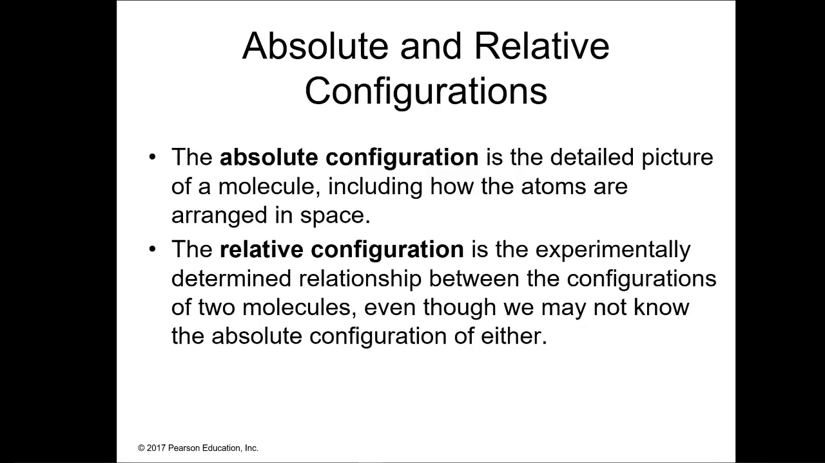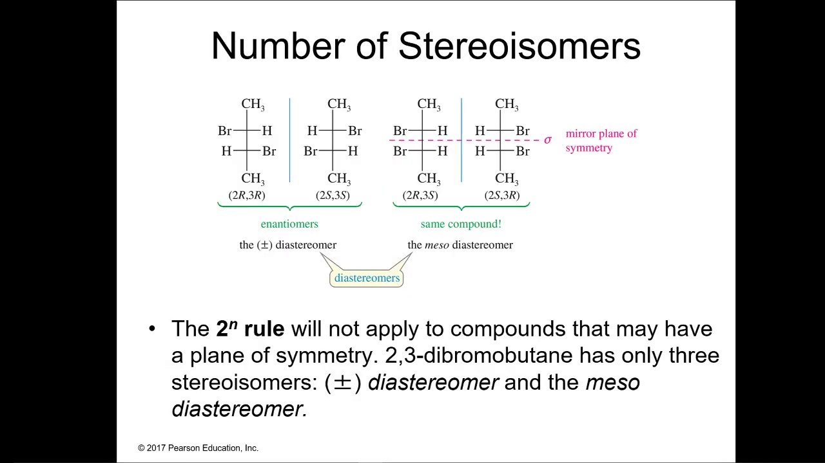The absolute configuration is R and S, and the relative configuration would be D and L. If you have a meso compound, you don't have the 2 to the n rule, because you're going to have 2 compounds that are the same. So you have RR and SS, and you have RS and SR, and RS and SR are the same compound. Now if you replace this with a chlorine, suddenly that's not the case, because you don't have this internal plane of symmetry. So meso compounds only happen if you have identical substituents on adjacent carbons.